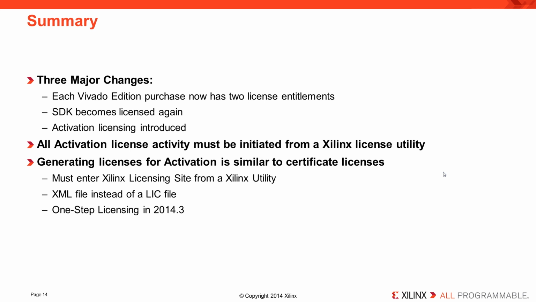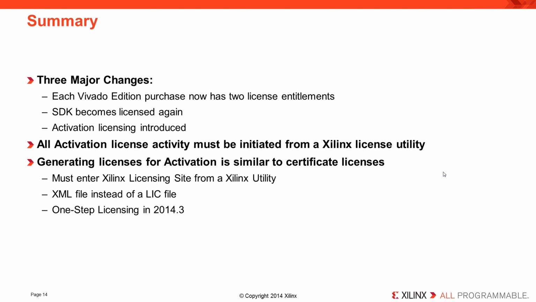So in summary, there are three major changes for licensing in Vivado 2014. The first is that each Vivado edition purchase now has two license entitlements, one certificate-based license for ISE and one activation-based license for Vivado. SDK has also become licensed again, and finally activation license has been introduced for the Vivado licensing flow. All activation license activity must be initiated from a Xilinx license utility, Vivado License Manager for this example here of node lock licenses. For server-based licenses, you need to use the command line utility, and we'll talk more about that in the next presentation.